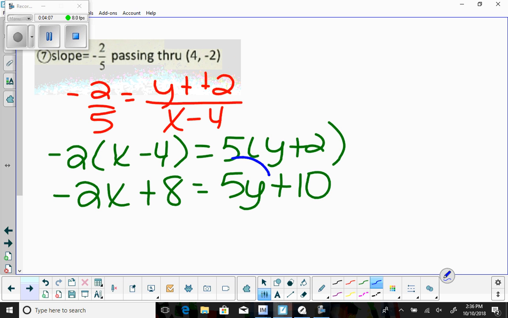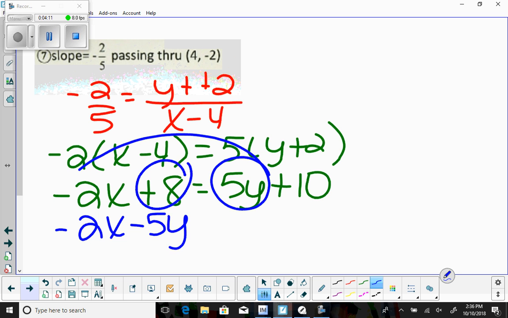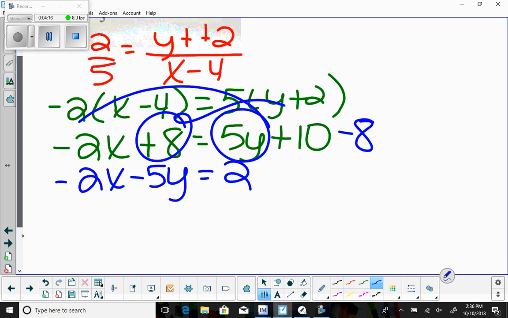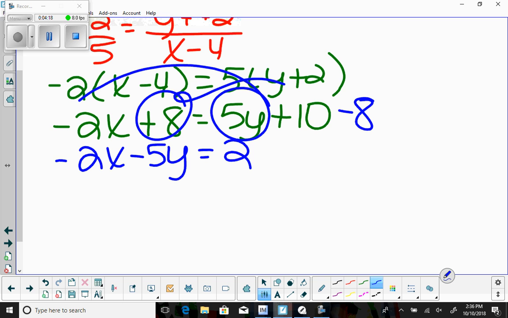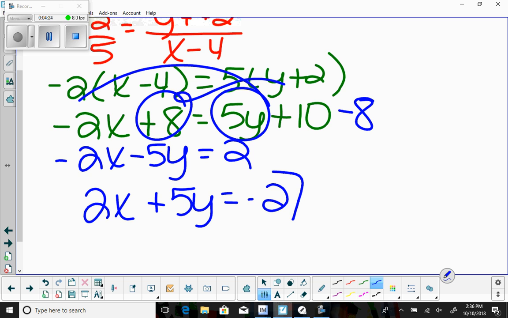Okay, standard, so I'm going to move the 5y over. It's going to become -5y. I'm going to move the 8 over. It becomes -8, and 10 minus 8 is 2. Okay, so we don't have any fractions. We're good to go there, but our x is negative, so I need to change that and make it positive. So I'm going to have to change everything.